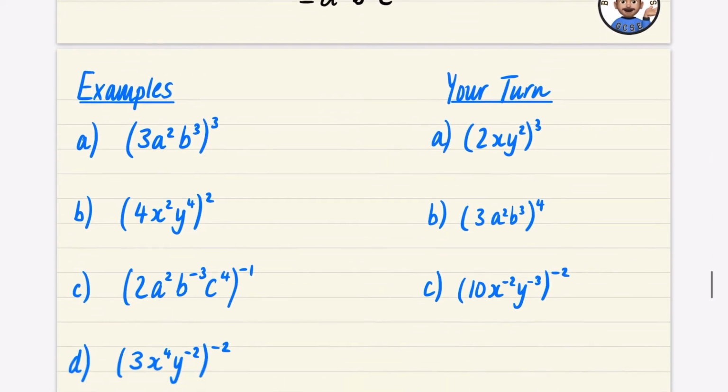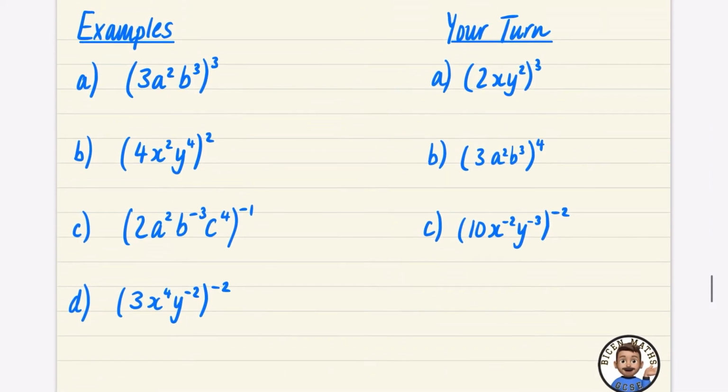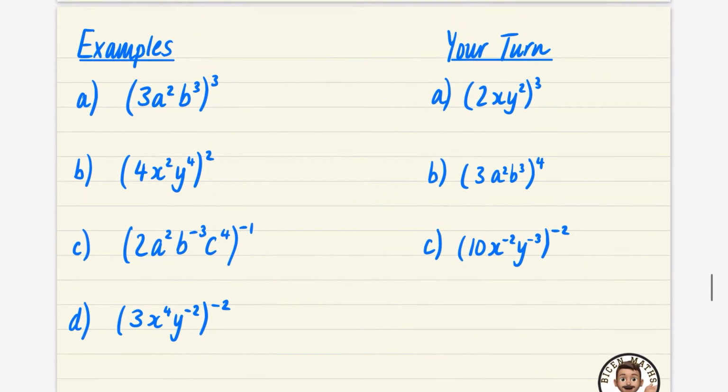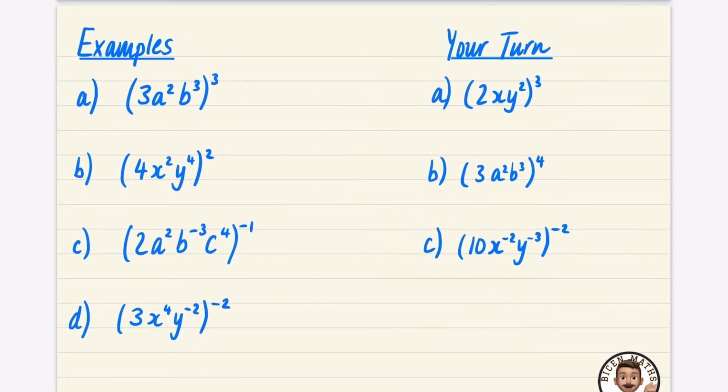So I'm going to do these 4 examples, and then you've got these that you can have a go at here, and then we're going to do some stuff with multiplication and division. So this power of 3 is going to apply to each of these terms. So we're going to have a 3 cubed, then we're going to be doing a squared cubed. Now this is kind of like a brackets law, right? So you're going to take the 2 and the 3 and multiply them to get the power of 6. And then you get the 3 and the 3 and multiply them and get the power of 9.